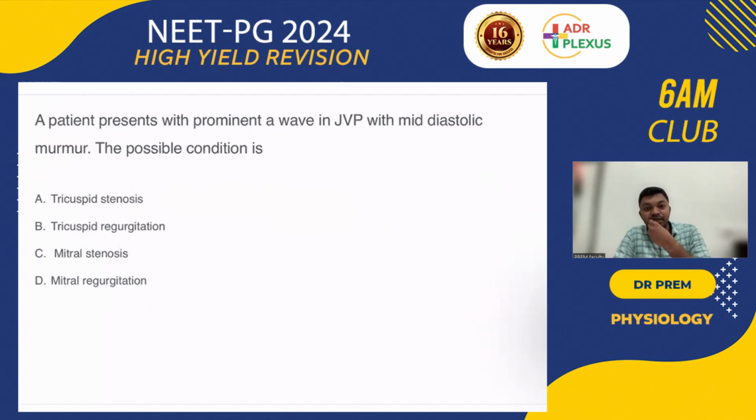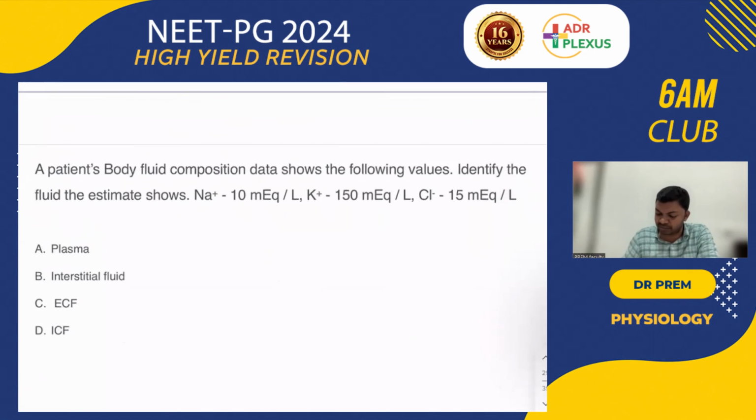Mid-diastolic murmur. Yeah, tricuspid stenosis. Very good. Lovely. Tricuspid stenosis is the right answer. It can never be mitral regurgitation because it has got nothing to do with the left side. Yeah, perfect, guys. Super. Easy question. That's something we are familiar with.